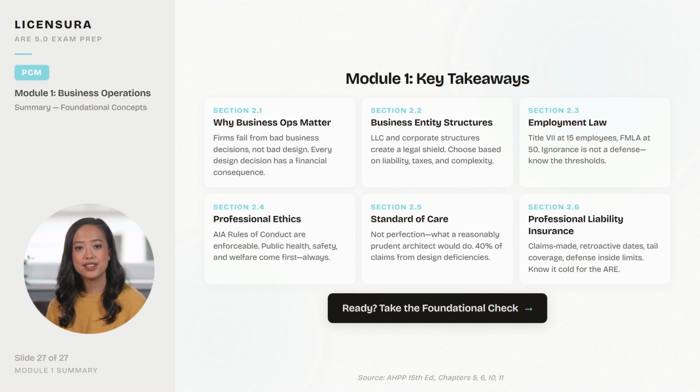Your next step is the Foundational Check Quiz. 15 questions that test your understanding of everything we've covered. Don't worry if you don't get every question right the first time. The quiz is a learning tool, and the explanations will help strengthen any areas where you're less confident. Once you're through it, you'll be ready to move into the advanced concepts. You've built a solid foundation. Time to put it to the test.